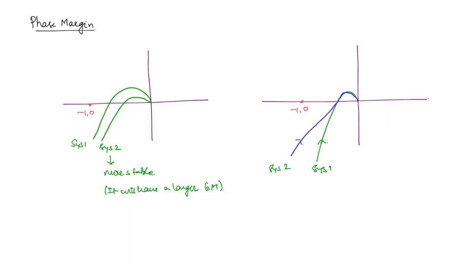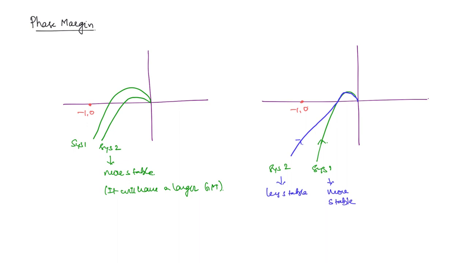The parameter that is coming into the picture here is the phase. Okay. So for example, if you increase the phase of system 1 as well as system 2 by a certain amount, then system 2 will become closer to -1, 0. Whereas system 1, if by the same amount you increase the phase, it will still be farther away from -1, 0. So that is why we say that system 2 is less stable. Okay. So you can write this down. This is less stable and this is more stable.